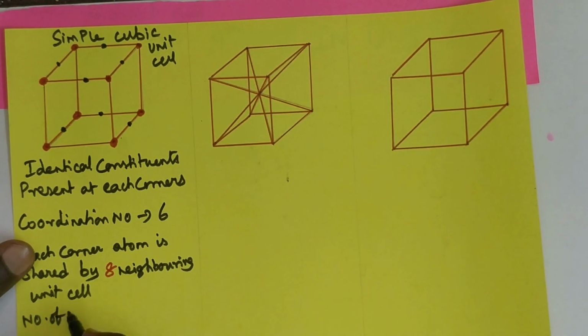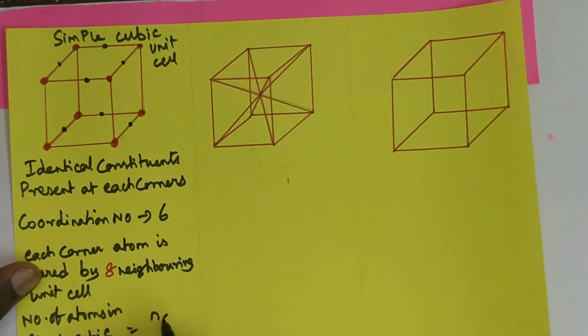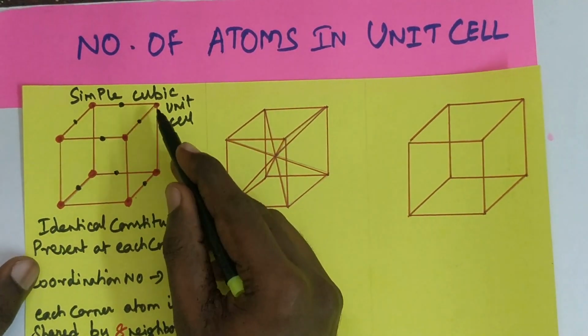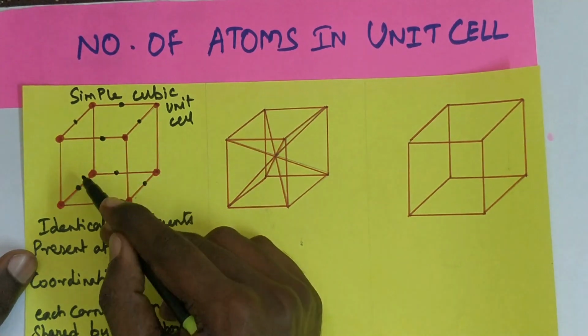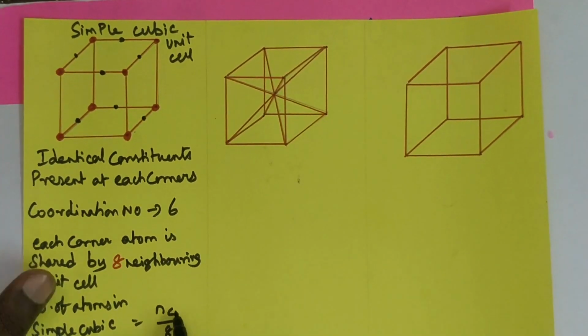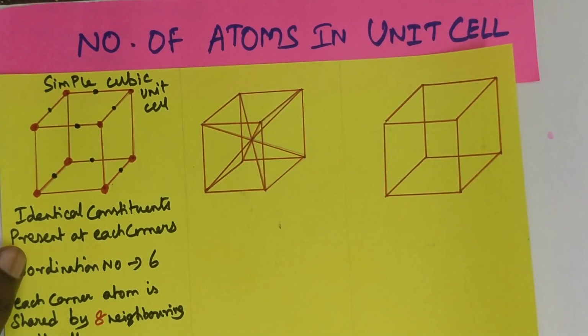Then we will calculate the number of atoms. The number of atoms in a simple cubic unit cell is equal to Nc by 8. How many atoms at the corners? Each cube contains 8 corners: 1, 2, 3, 4, 5, 6, 7, 8. Nc means the number of atoms at the corners, which is 8, shared by 8 neighboring cells. So 8 by 8, the answer is 1. So in a simple cubic unit cell, the number of atoms is 1.